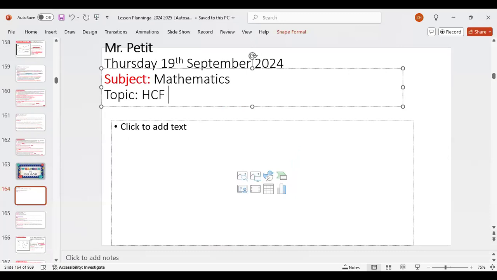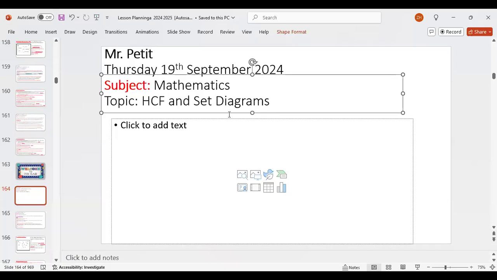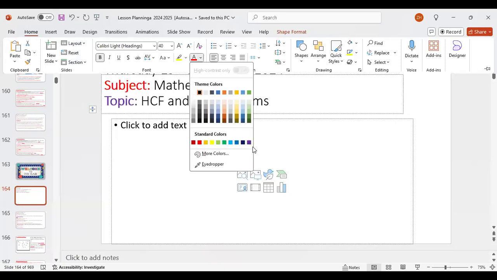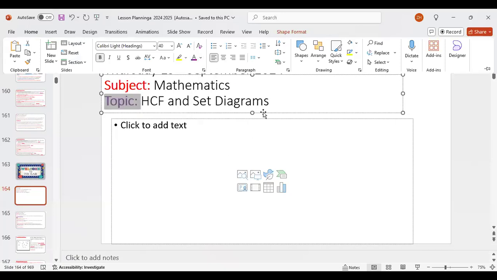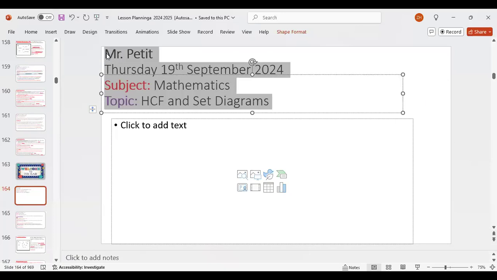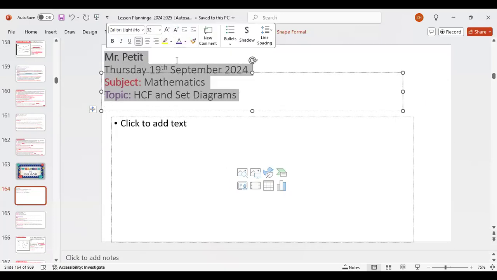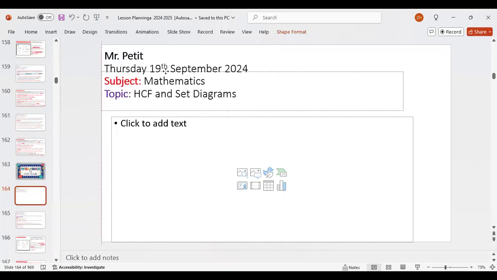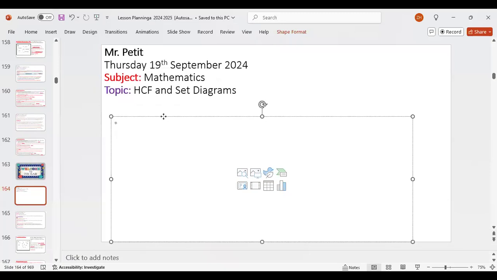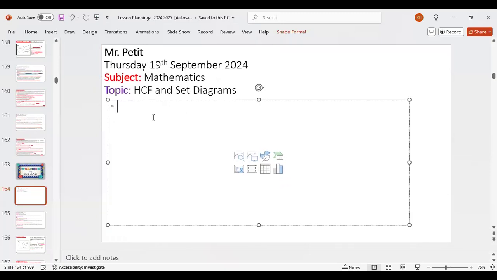HCF and set diagrams. HCF and set diagrams. So one thing about sets is that sets test your knowledge of number theory. If you're not really good with number theory, then you're going to have a problem with sets. So let's first define what we mean by a factor. Let's start off with that.